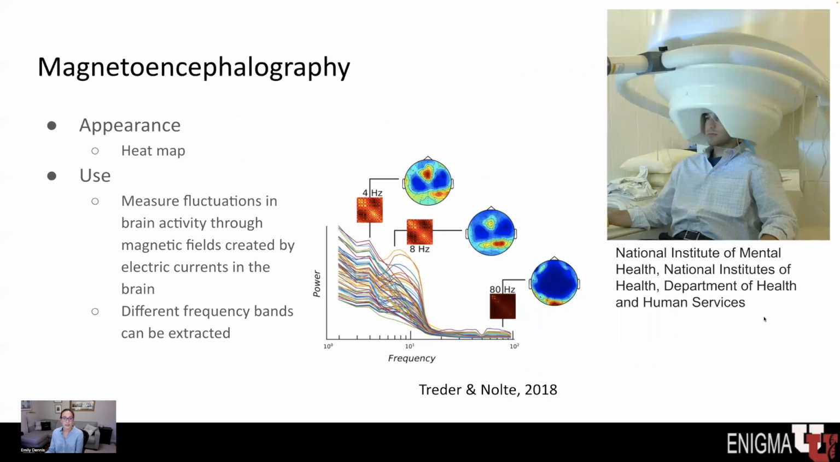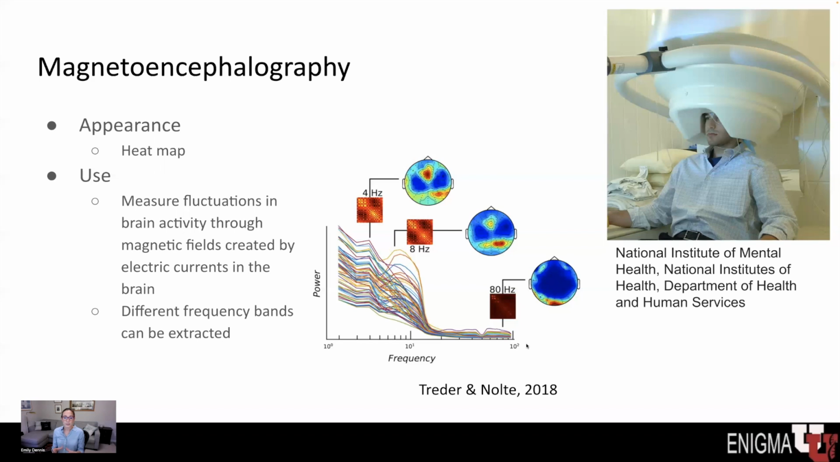And lastly, magnetoencephalography, or MEG. Again, like a heat map is the appearance. And this one is a little bit different from the other ones in that you sit in this gigantic helmet of sorts, and that's what measures the activity. MEG measures fluctuations in brain activity through the magnetic fields that are created by the electrical currents in the brain. So whereas EEG is detecting the electrical activity, this one is detecting the magnetic fields that result from the electrical activity.